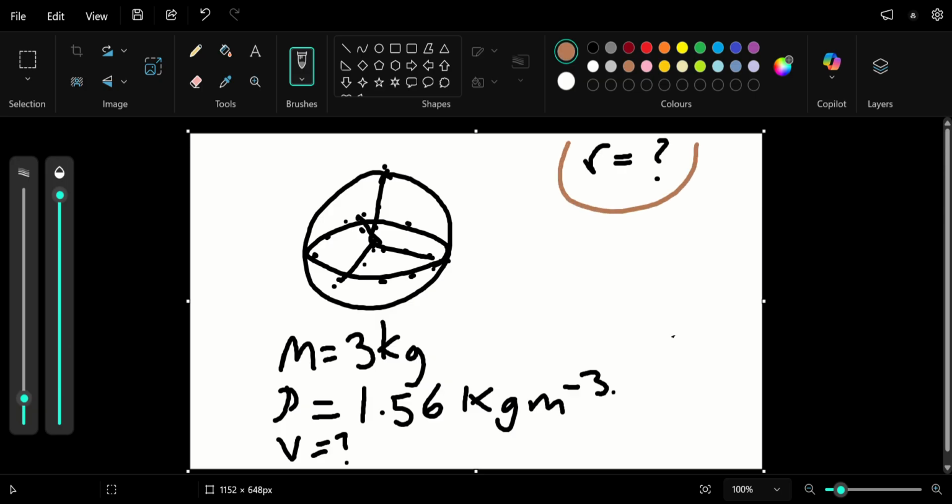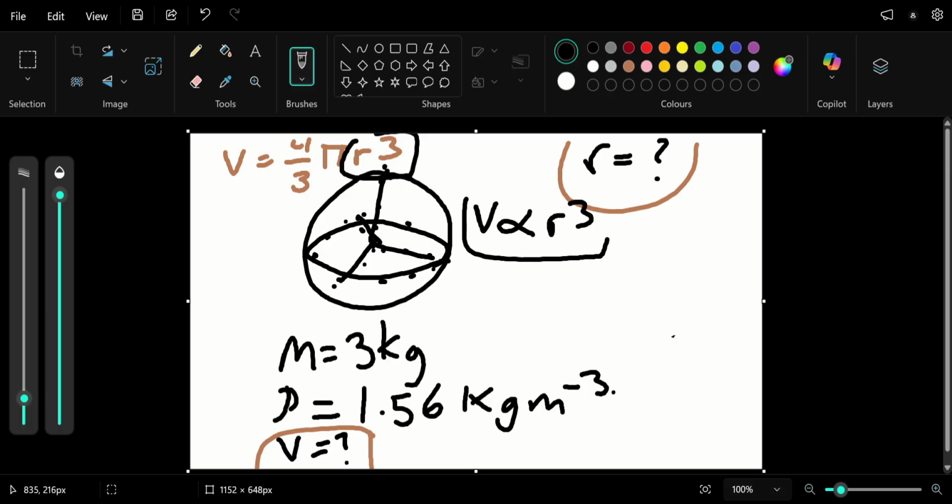So these two values are going to have to be linked with each other somehow. Let's focus on finding the volume first. So the volume of a sphere, you'll need to know this equation, 4/3 pi r cubed. Aha! So here's where our radius comes into play. We can see that the relationship between the volume and the radius of a sphere is directly proportional. So we can say this is the relationship. Now what we need to do is just substitute some values in.